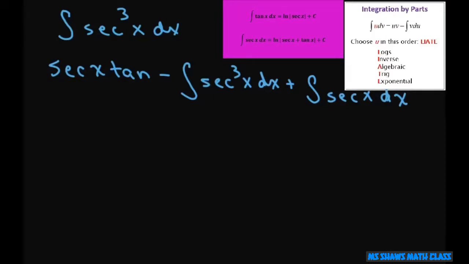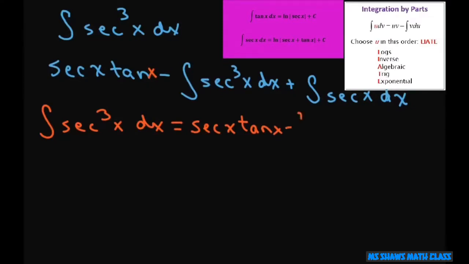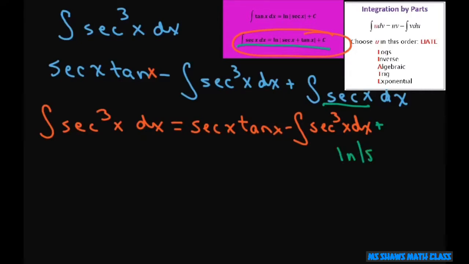Now, we already know, so let's write this out. Minus this integral equals secant x tan x. Then I'm just going to copy this part down: integral of secant cubed x dx. And then I'm giving you this one. If you take the antiderivative of secant x, you're going to get plus ln of secant x plus tan x, and this is going to be plus c.